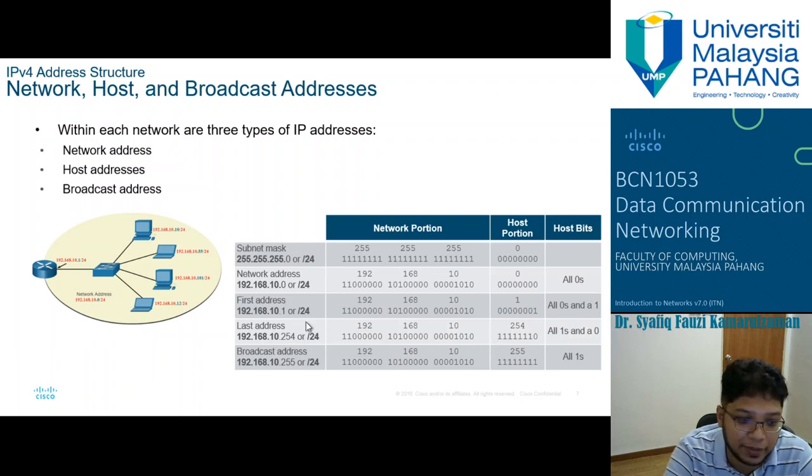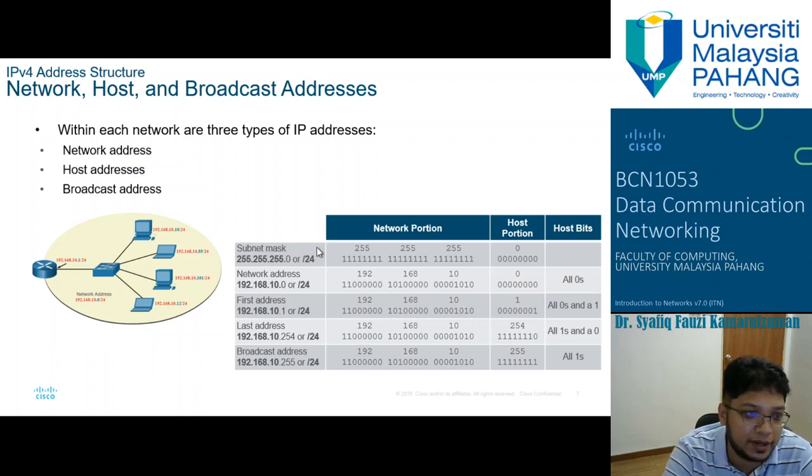Any number from .1 to .254, that is 192.168.10.1 until 192.168.10.254, can be used to address any host, for example PCs, printers, IP phones, a smart TV, or your smartphones. They can be used to address all those end devices, to determine the logical address, the location, of all those end devices.